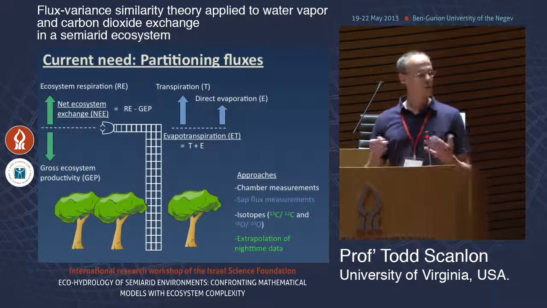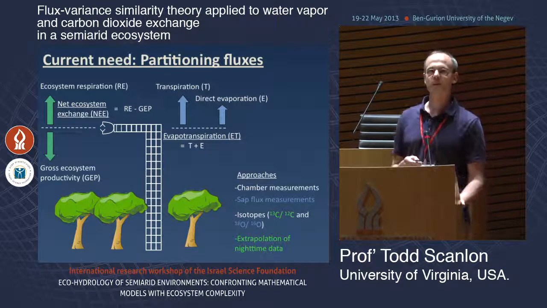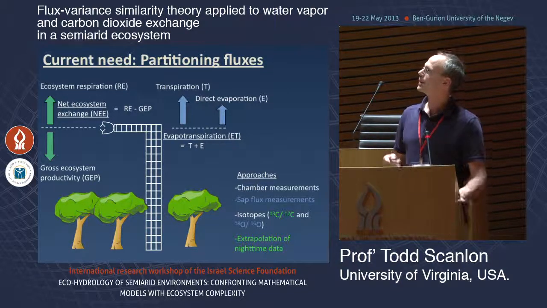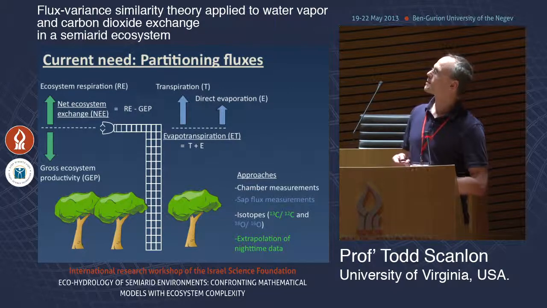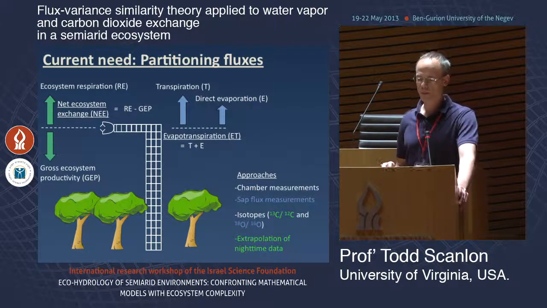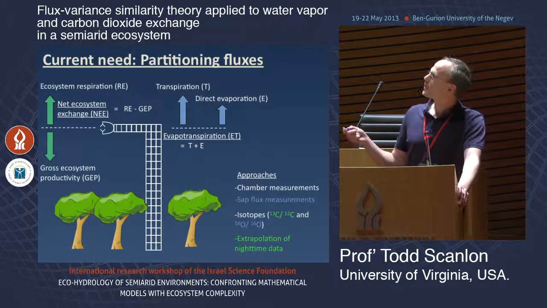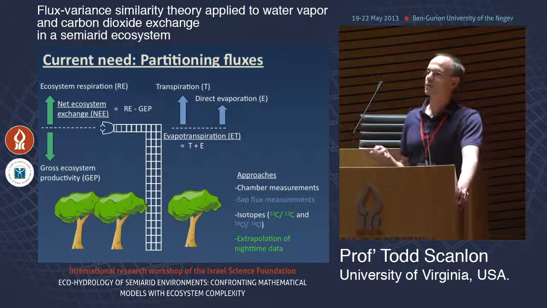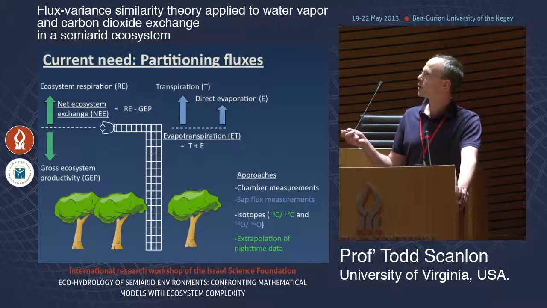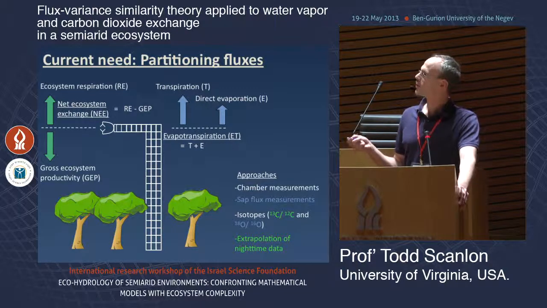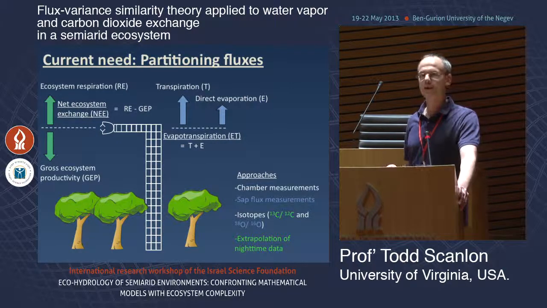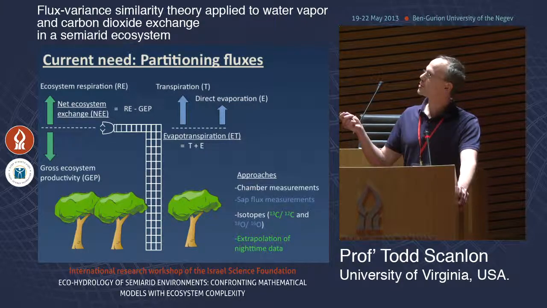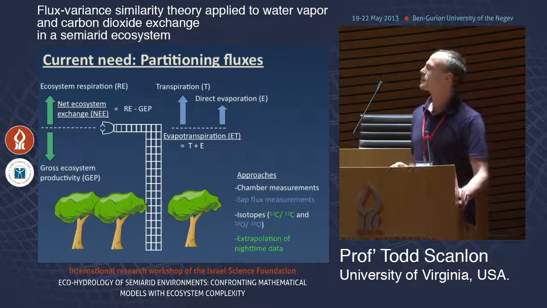So these are two distinct processes, in both cases driven by distinct forcing variables. And it's important to understand how we could partition those to understand what the driving forces are behind them and how they respond. So people have been using different approaches. Chamber measurements, for example, have been used to measure respiration fluxes at the forest floor, as well as the direct evaporation fluxes. Sap flux measurements are used on the water side to measure transpiration, and then you could difference what you measure with eddy covariance to get at the bare soil evaporation fluxes.